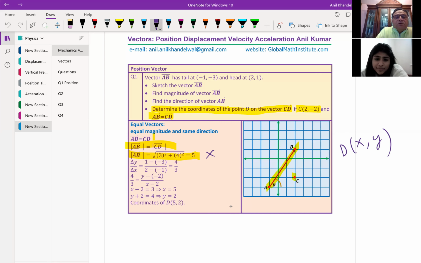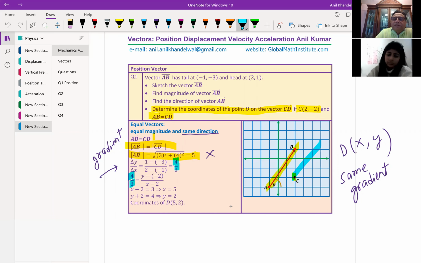So what's very important here is to look into the gradient part also. Do you understand? So the gradient part is kind of clear. So we know that the gradient is also the same because they have the same direction, right? Same direction means same gradient. The gradient of the given vector AB is 4 over 3, right? So that is the gradient of the given vector. So the vector CD should also have 4 over 3 as its gradient.